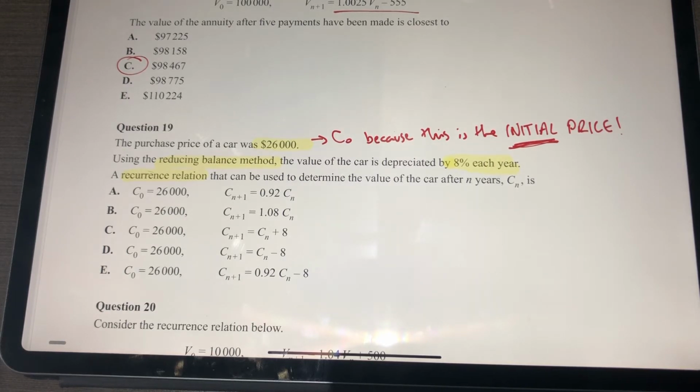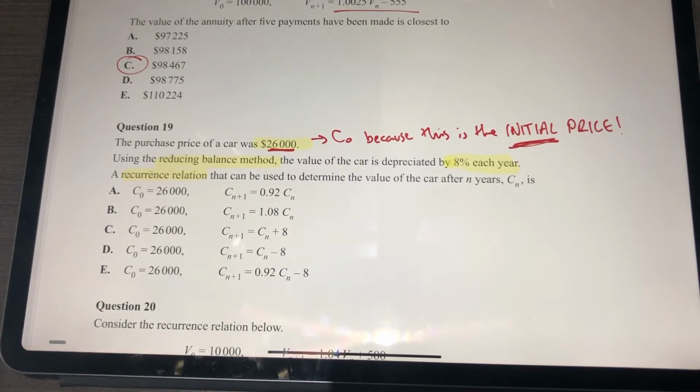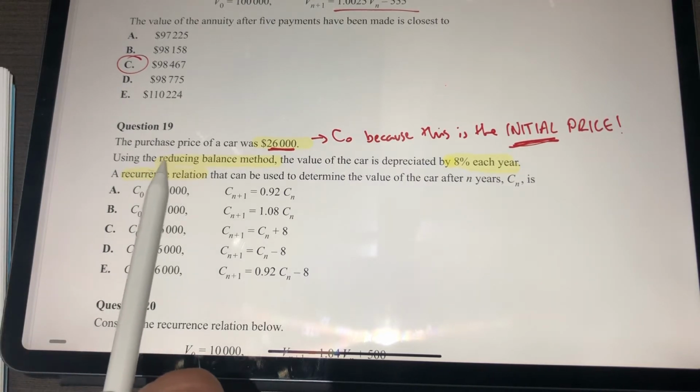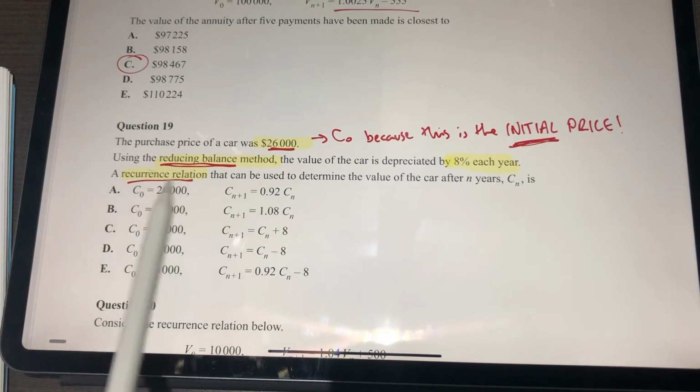Okay, so when you get a question like this, you want to look at a couple of important things that I've highlighted. You want to look for your initial value. So that's this, 26,000. That's the initial price that the car was bought. That's why it's C0 or V0 or whatever letter is used in the question. Then you want to look at what type of method was used. So it's a reducing balance method, and we're using a recurrence relation. These two things are really important.